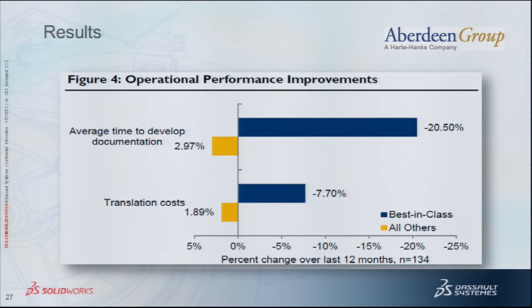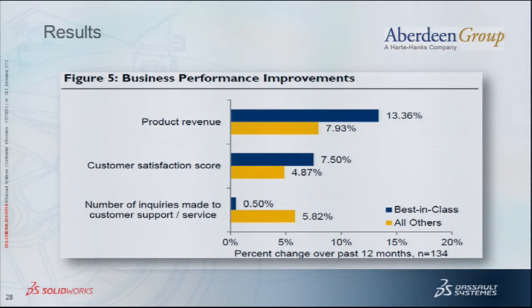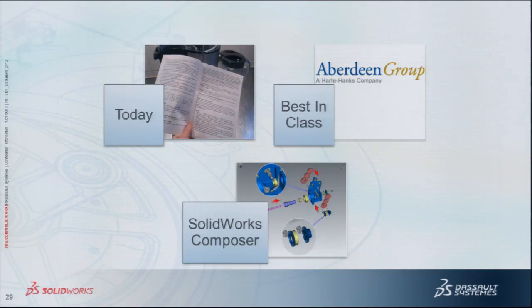What types of results have best-in-class companies gotten from these strategies? A drastic decrease in development time, a decrease in translation cost, increased revenue, increased customer satisfaction. Okay, so some pretty significant improvements in these processes and procedures.